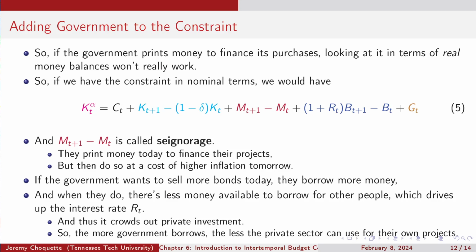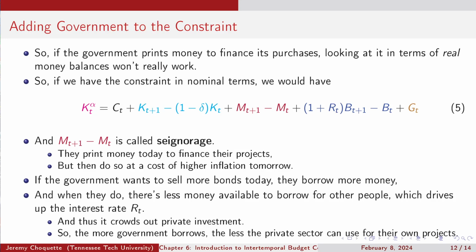So if we have the constraint in nominal terms, well, we just have everything in capital letters now instead of lowercase. But things change a little bit. Well, we don't have that 1 plus pi anymore because it's nominal. If we want to convert it to real, that's where the inflation comes in. And then we have the nominal interest rate instead of the real interest rate on bonds.